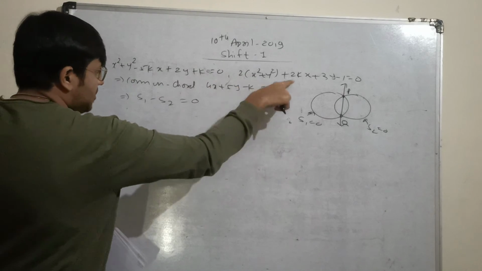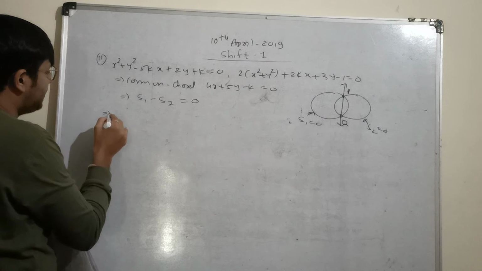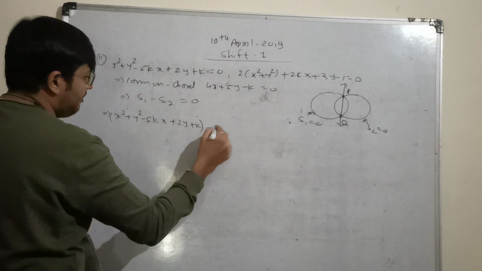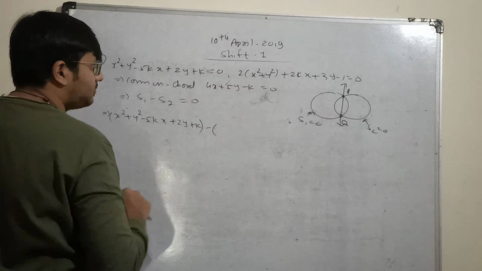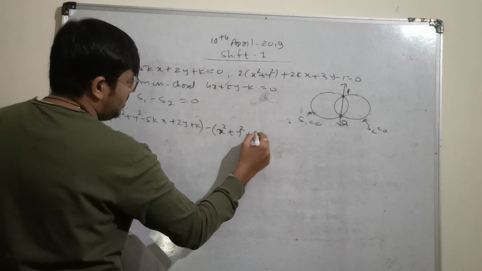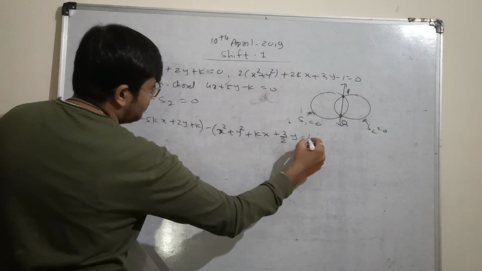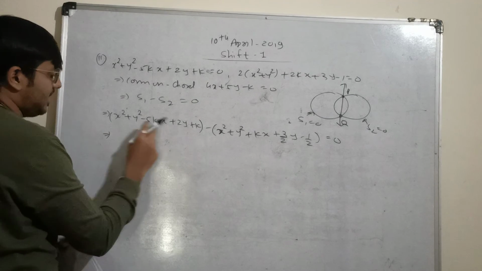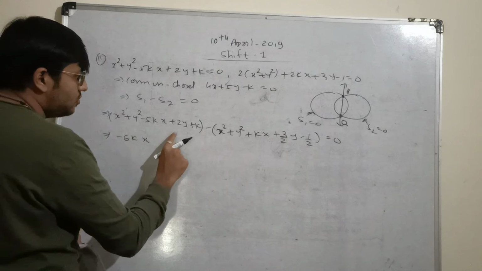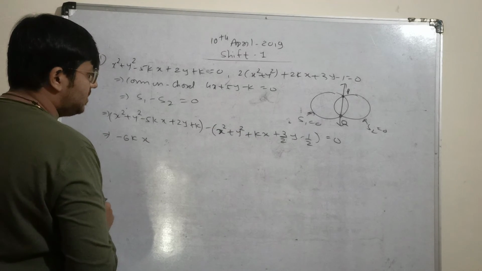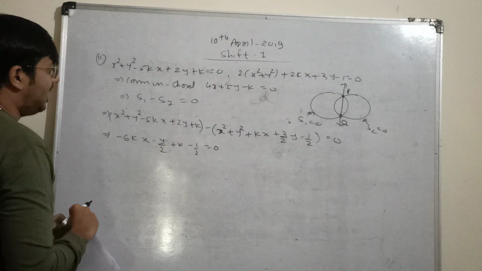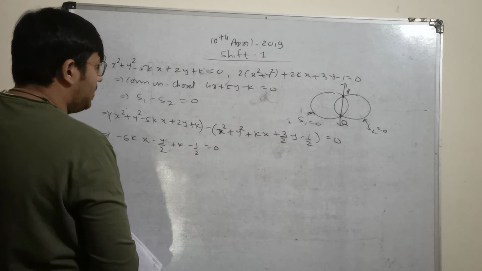So if I use this equation on the given two circles, it's x square plus y square plus 5kx plus 2y plus k minus S2. S2, I have to divide by 2 in this case, so it will be x square plus y square plus kx plus 3 by 2y minus 1 by 2 equals 0. So I'll get x square and y square cancel, 5kx minus kx, that is 4kx, 2y minus 3 by 2y, which is y by 2, and plus k plus half equals 0.